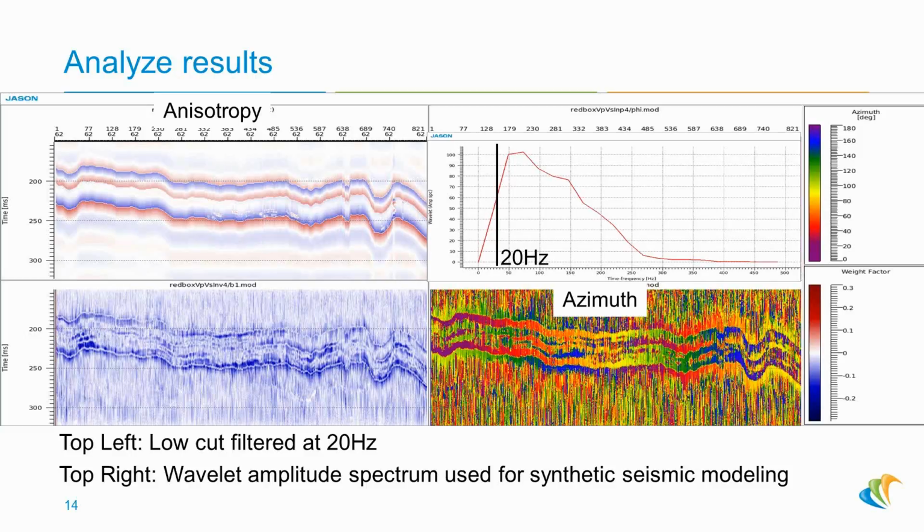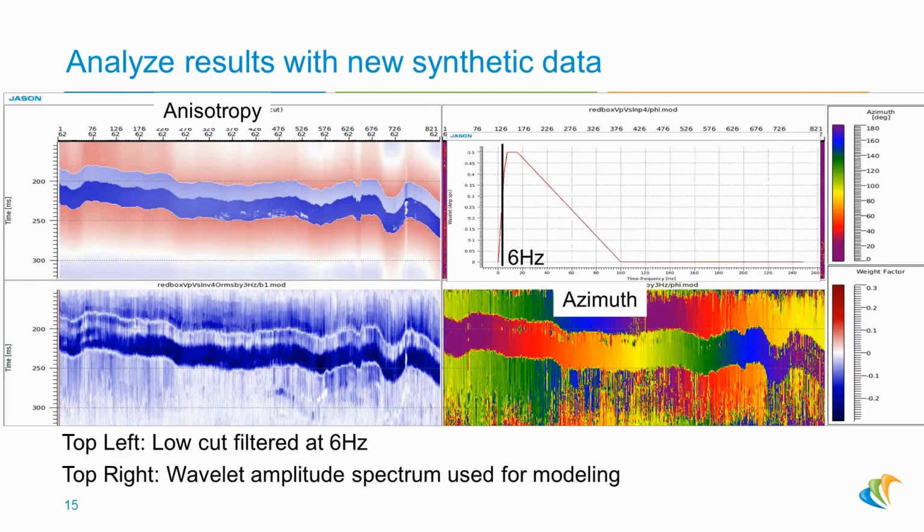As this is a synthetic example, I can do that because I can change the wavelet and not put a 20 Hertz low frequency cutoff, but a 6 Hertz low frequency cutoff. And now you see applying a 6 Hertz low frequency cutoff on what we expected, it looks quite a lot like what we wanted to get out of the inversion.